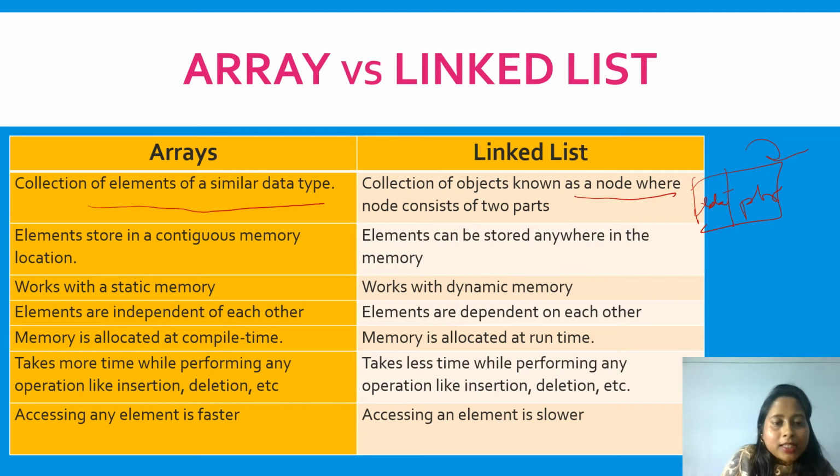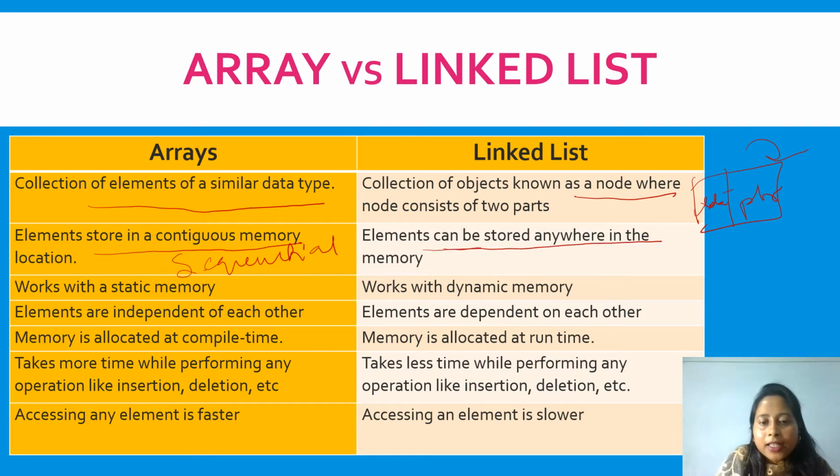Next is, elements in array are stored in contiguous memory location. Contiguous memory location means elements are stored in sequential order, one after the other. Whereas elements in linked list are stored anywhere in the memory. That means they are stored randomly, no specific order.